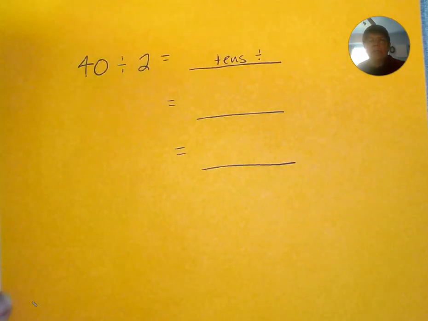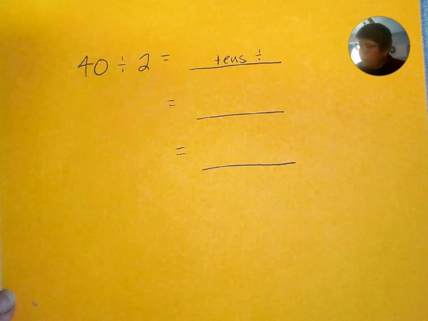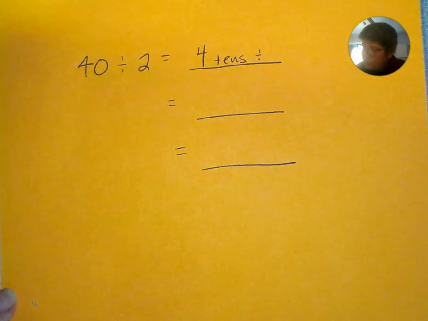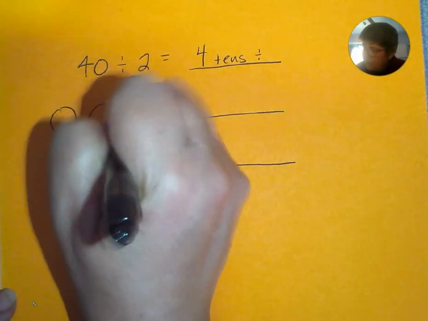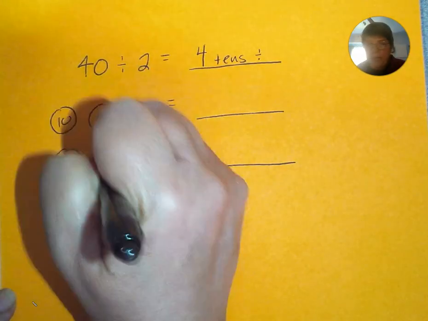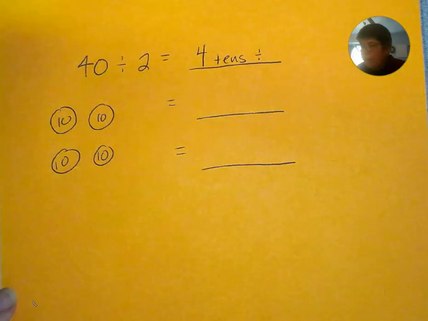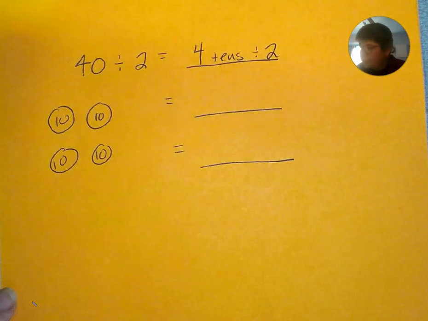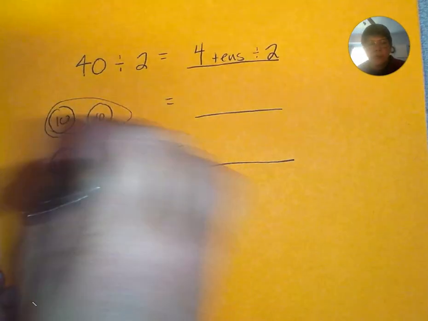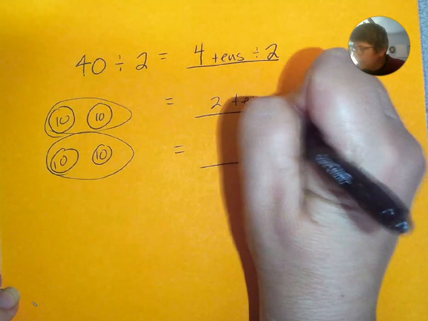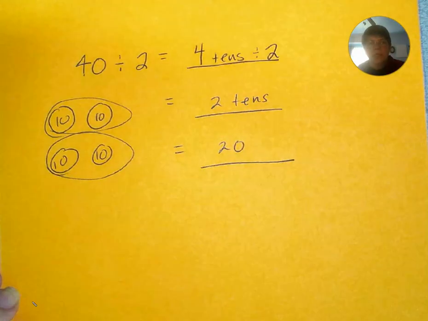And now we have 40 divided by 2. So I'm going to put 4 tens here. I can draw my tens place values. And I have 4 of them. And I'm dividing by 2. Okay, 4 tens divided by 2. How many are in each group? Each group has 2 tens, which is the same as 20.